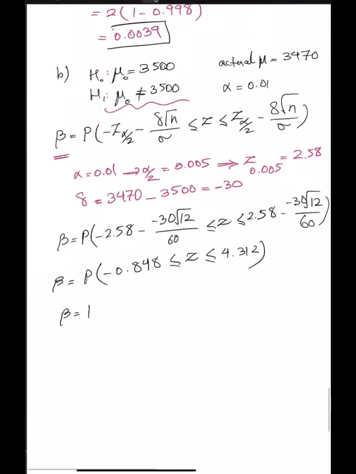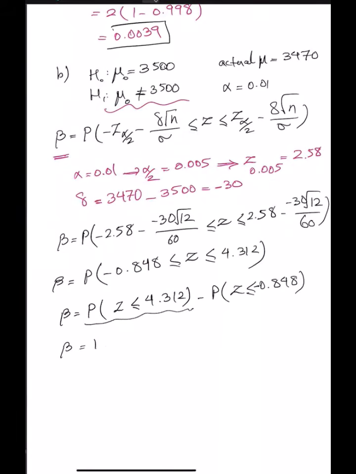Thus, we can calculate beta as the probability of z less than or equal to 4.312 minus the probability of z less than or equal to minus 0.848. So the probability of z less than 4.3 is almost 1 minus, and this probability we can also find from the table, 0.848, and that's going to be 0.8. So that's going to be the probability of type 2 error.